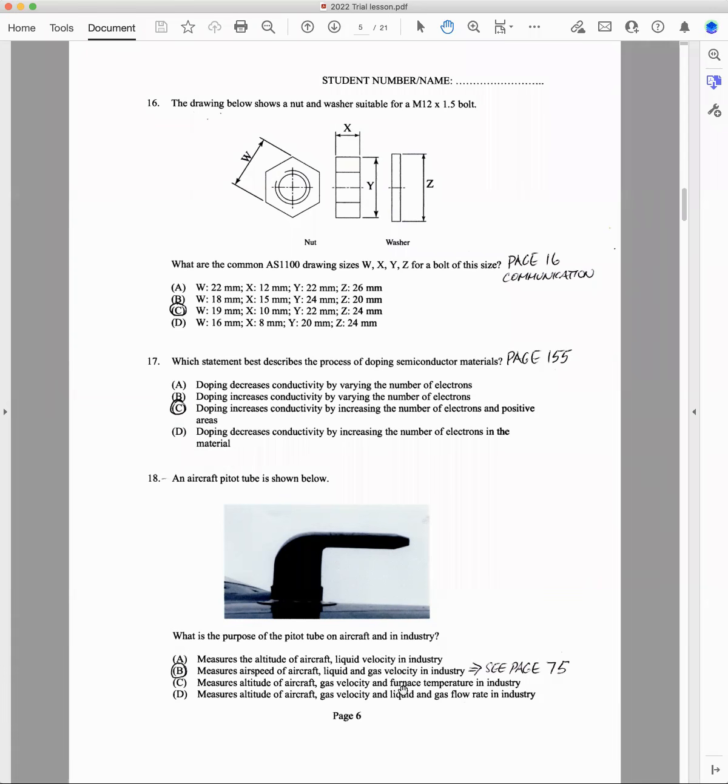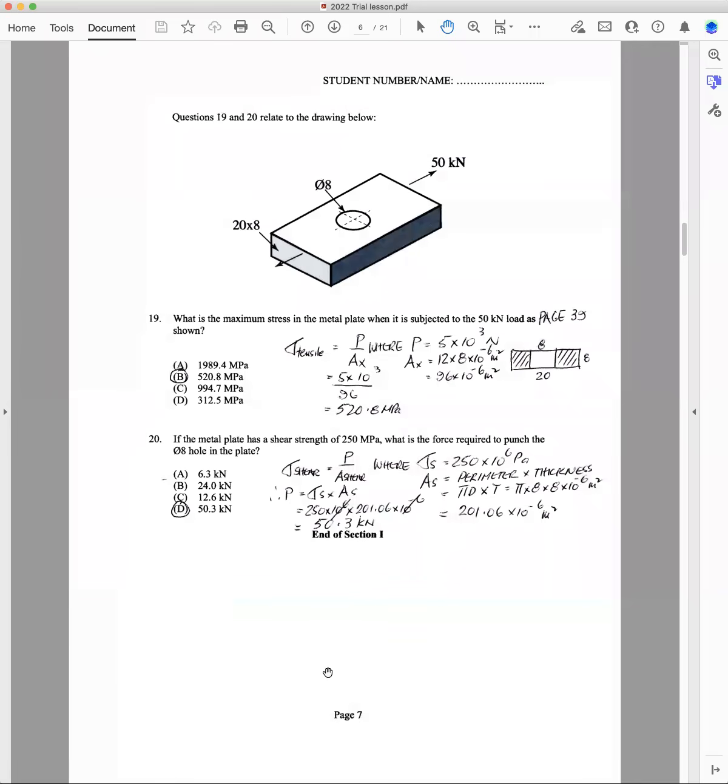And this is explained well in the Red Book on page 75. A pitot tube measures the airspeed of aircraft. It also measures the airspeed of liquid and gas velocity in industry. In fact, when I was training, I had to use one of these to find the velocity that this fan was pushing out in the heat treatment room. So that's question 18. Question 19, and the year 11 students should be able to do this now.